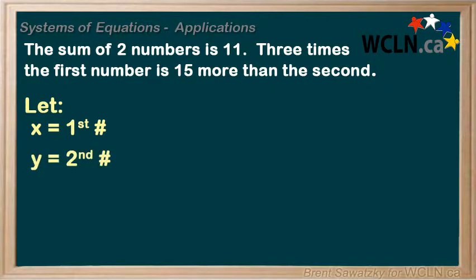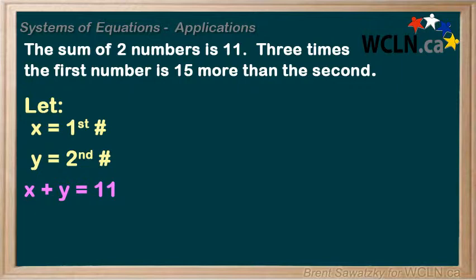Now, we read in our question that the sum of the two numbers is 11. So our equation would be x, our first number, plus y, our second number, has to equal 11. We have one equation down, but two unknowns, so we need another relationship.